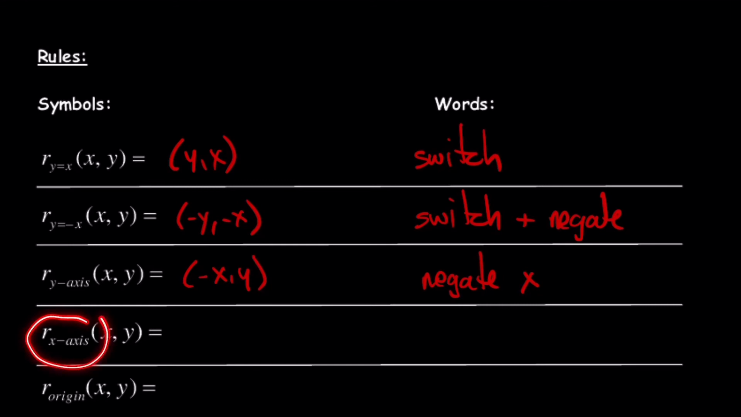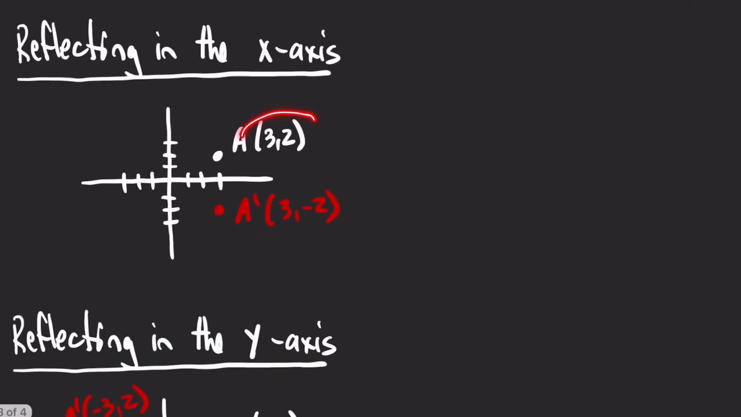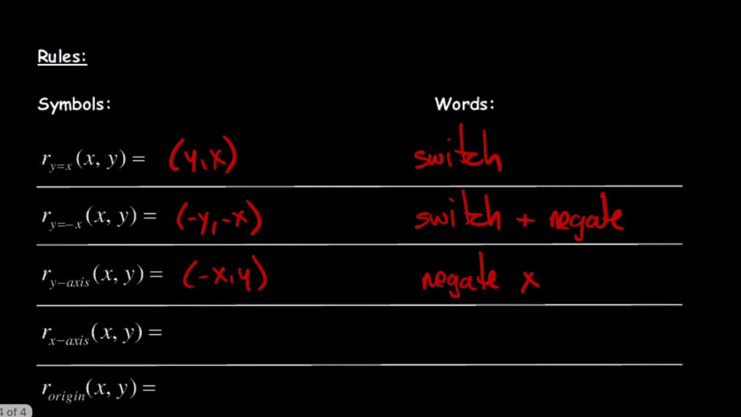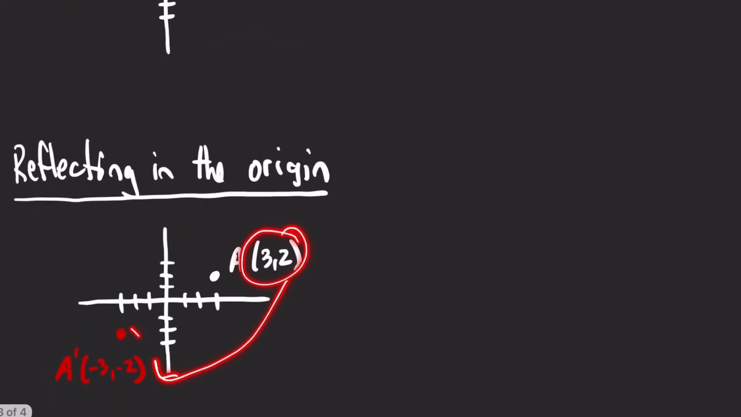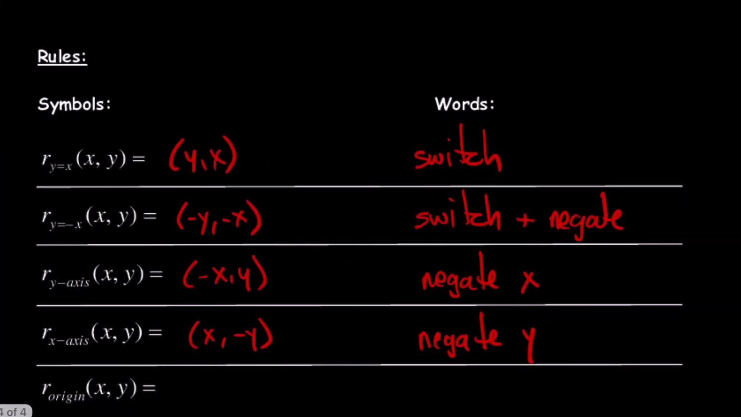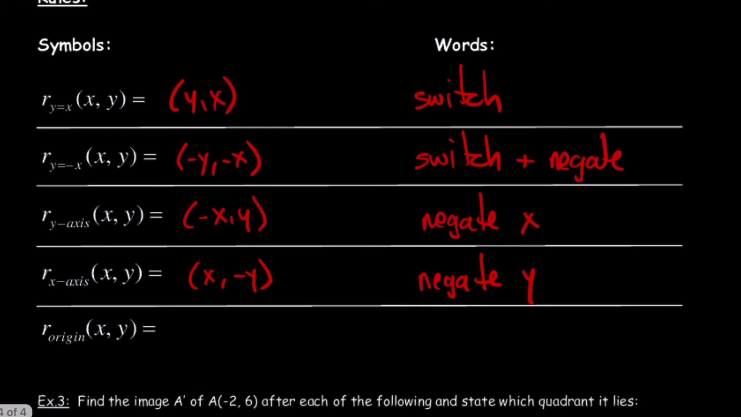Okay, reflecting in the x-axis. 3, 2 became 3, negative 2. What did we do? We negated the y. So that coordinate becomes x, negative y. And quite simply, we negate y. And our last one, reflecting through the origin. 3, 2 became negative 3, negative 2. So order is the same, but I negated both of them. So that's going to look like this. Negative x, negative y, and I simply negate both.